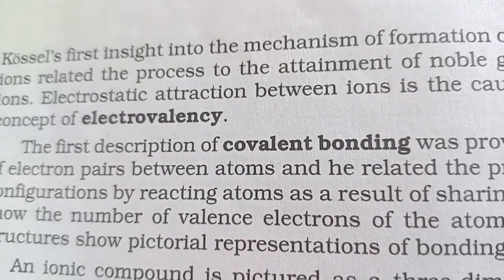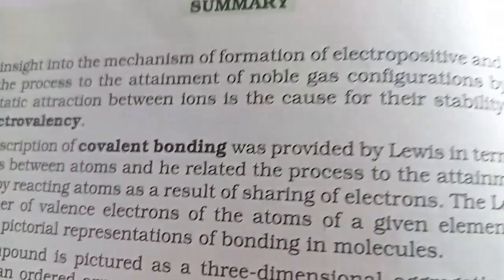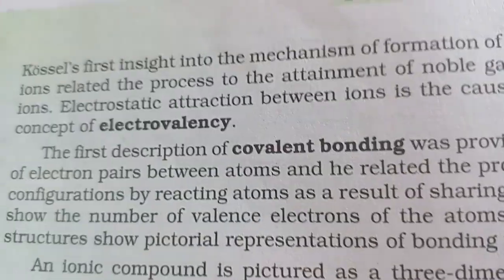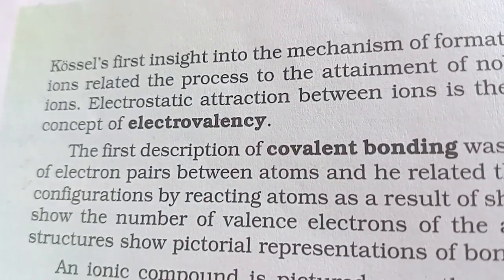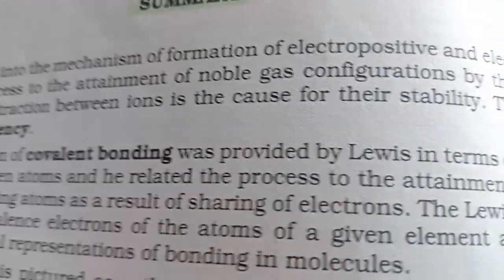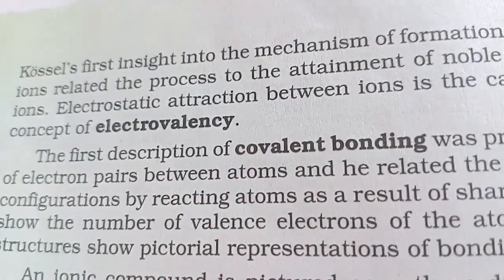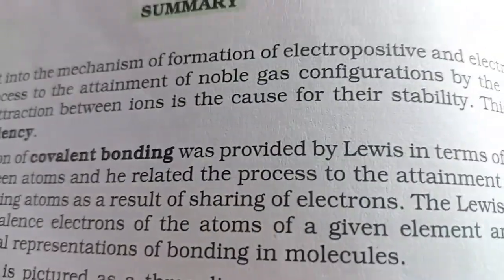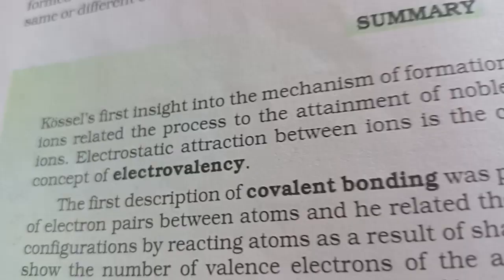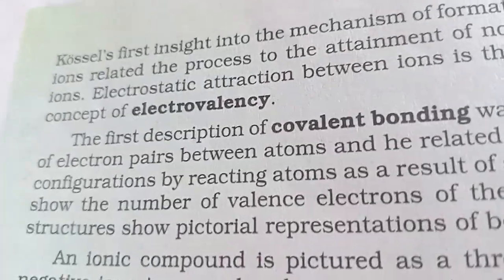Kössel's first insight into the mechanism of formation of electropositive and electronegative ions related the process to the attainment of noble gas configuration by the respective ions. Electrostatic attraction between ions is a cause for their stability. This gives us the concept of electrovalency.